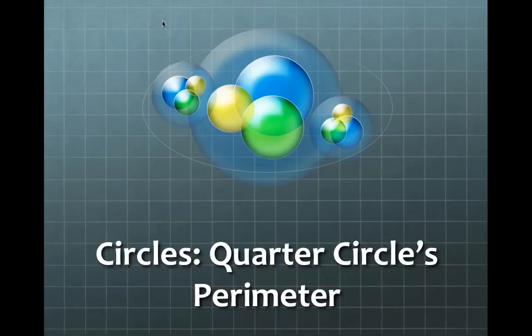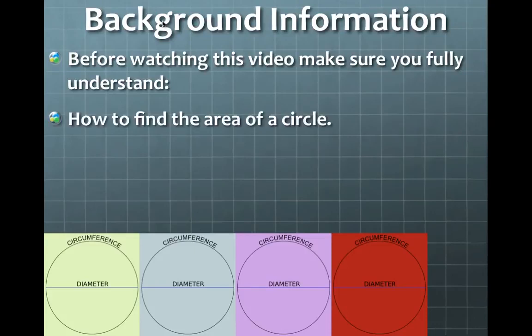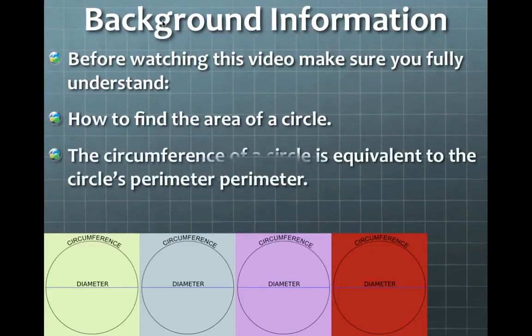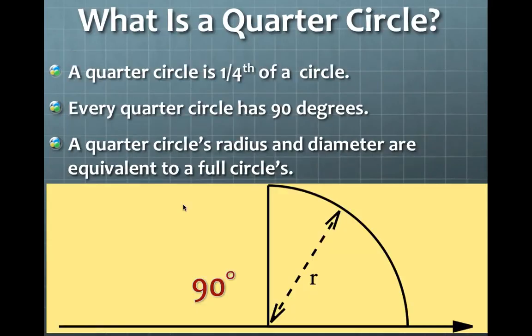Hello students, we're going to continue our look at circles by taking a look at quarter circles, perimeter, and how to find it. So here's some essential background information before watching this video. Make sure you fully understand how to find the area of a circle. Know that a circumference of a circle is equivalent to a perimeter of a circle. And how to convert between radius and diameter.